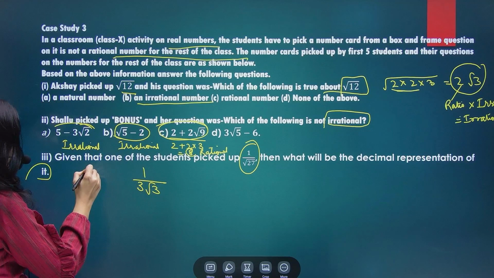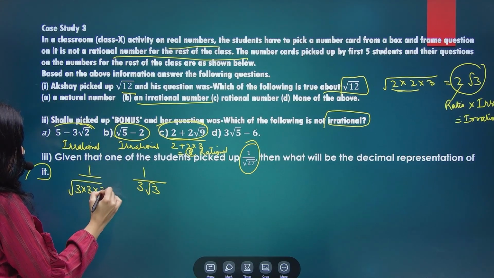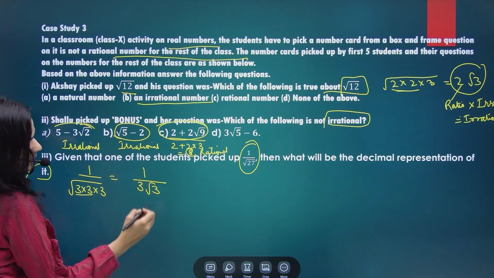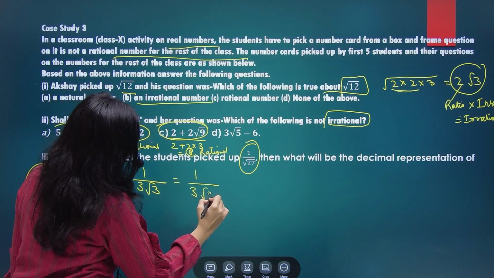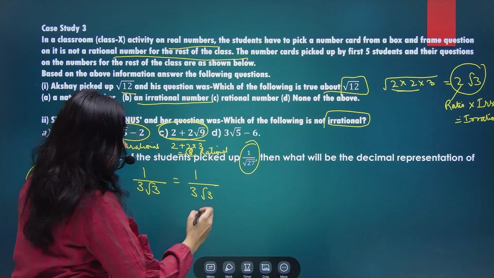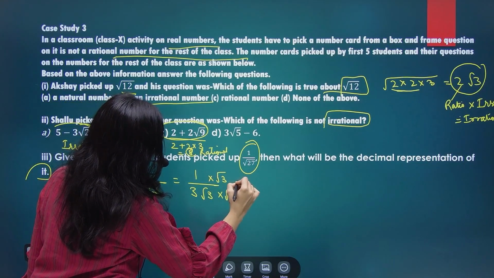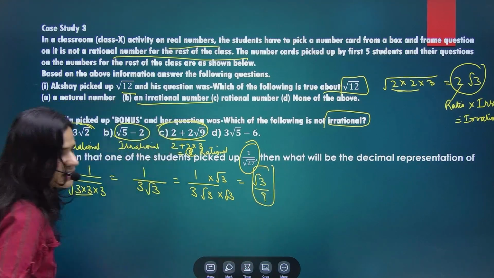रूट 27 को आप ऐसा लिख सकते हैं 1 by root 27 को. इसमें से एक 3 बाहर किया, 1 by 3 root 3. And now, वैसे तो this is an irrational number, but if you want to further rationalize it, simplify करना चाहते हैं तो ये आ जाएगा. Now this is an irrational number.